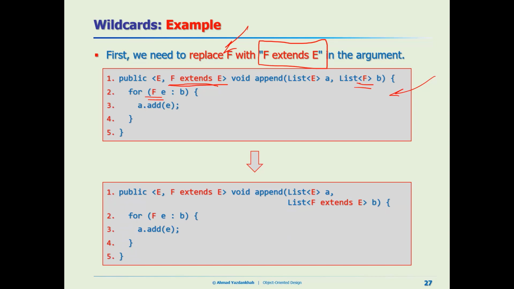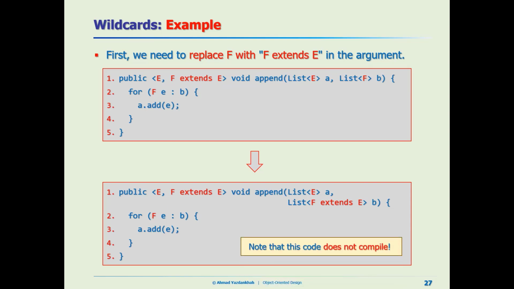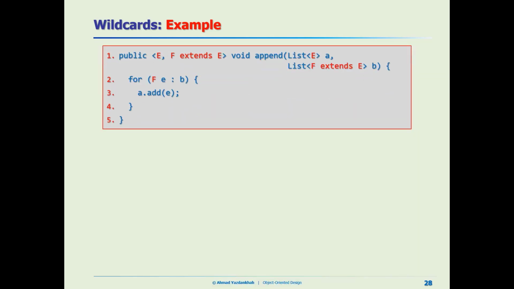So you see, we replace this F with F extends E, right? And we didn't change this yet. I will explain about that in the next slide. But up to this point, if you compile this code, it won't compile. All right. So it's not finished yet. Okay, so let's continue. Up to this point, we have this.